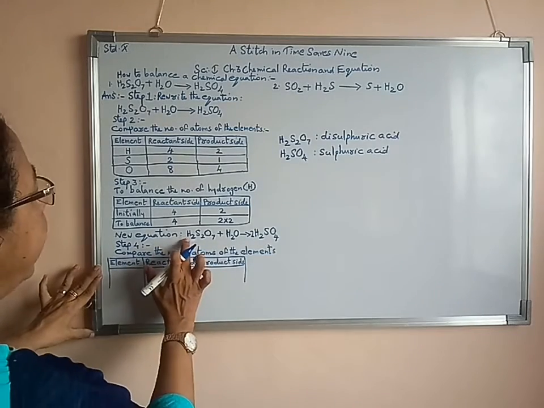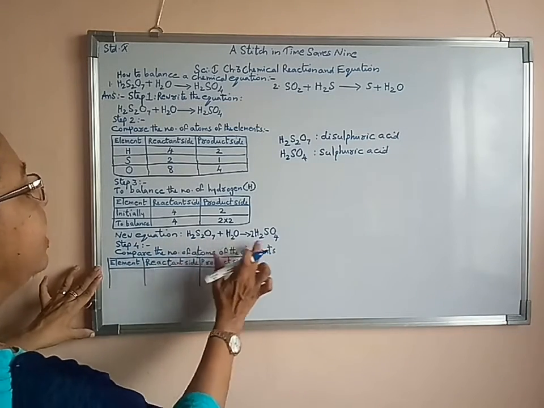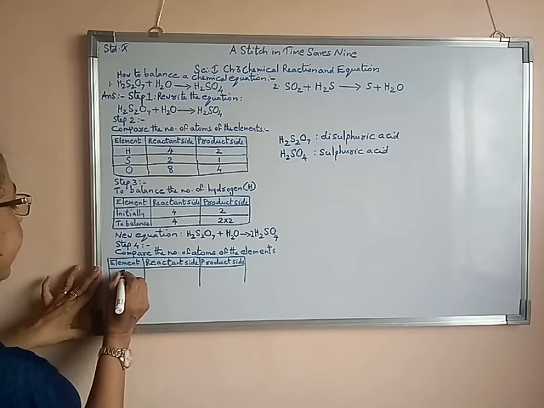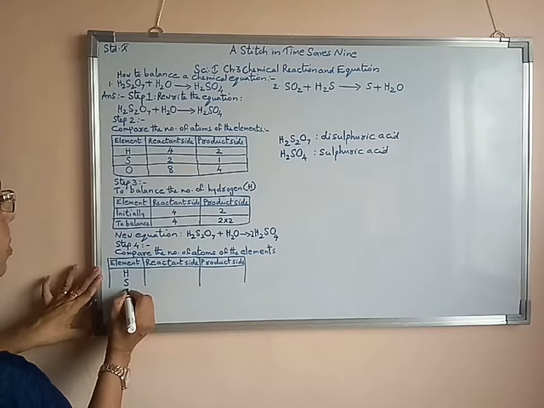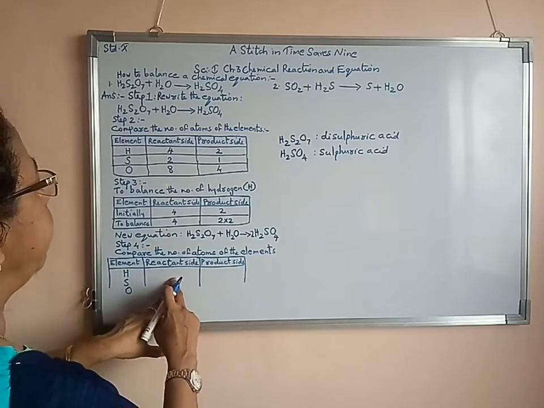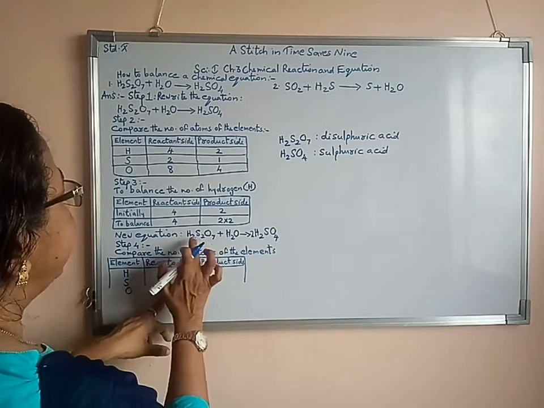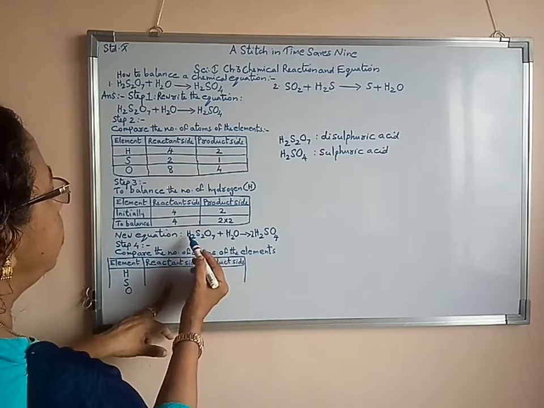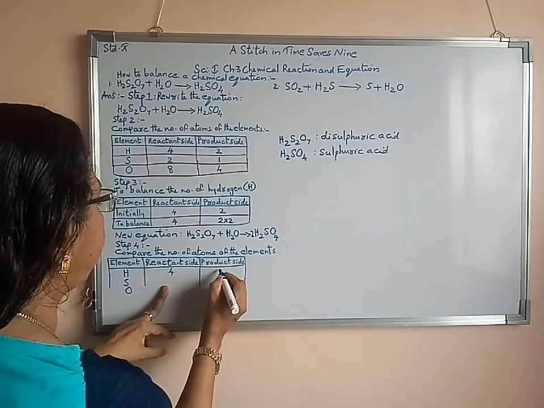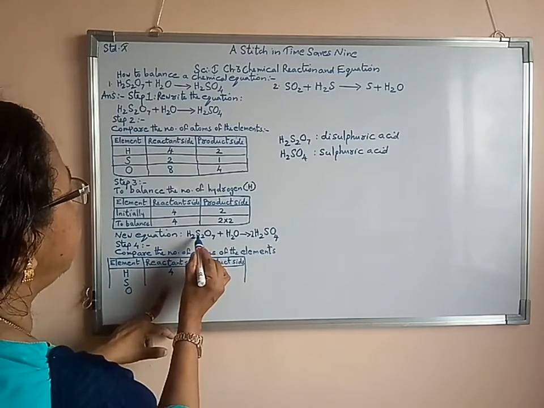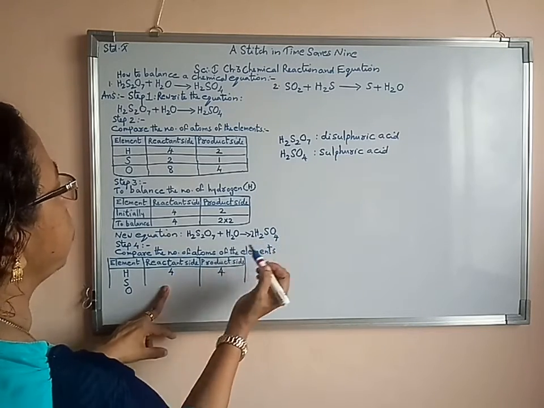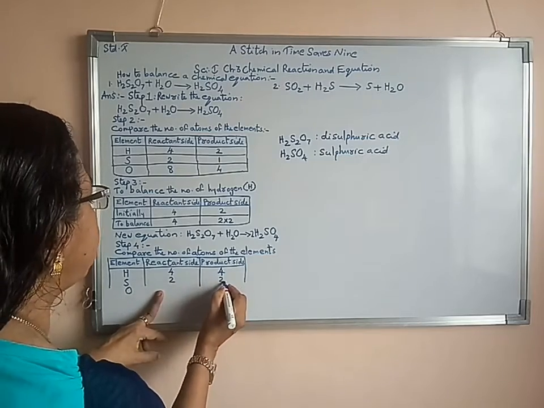Which elements are here now? Hydrogen is there, sulfur is there, oxygen. Same elements are here: hydrogen, sulfur, oxygen. So first element is hydrogen, second is sulfur, third is oxygen. Now how many hydrogen? Hydrogen's number we already balanced. Reactant side how many hydrogen? 2 plus 2, 4. Product side how many hydrogen? 4. Now sulfur here 2, here sulfur again 2. Here 1 into 2, 2. So on both sides sulfur is 2.